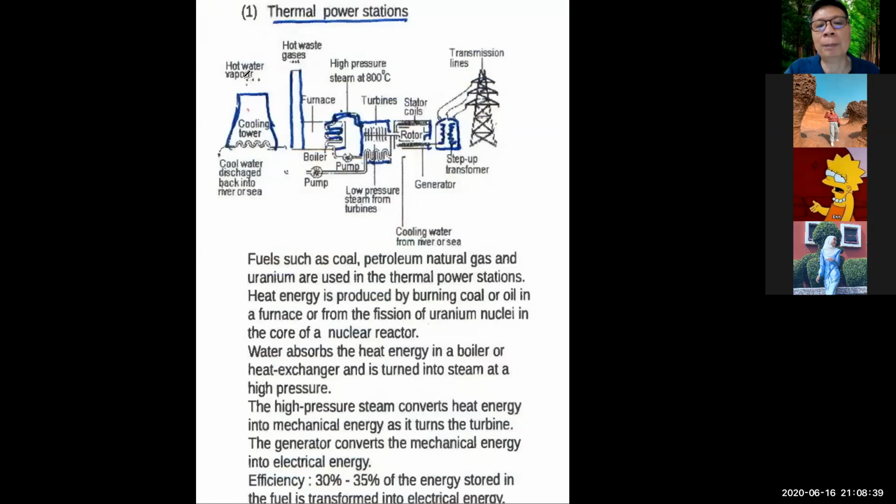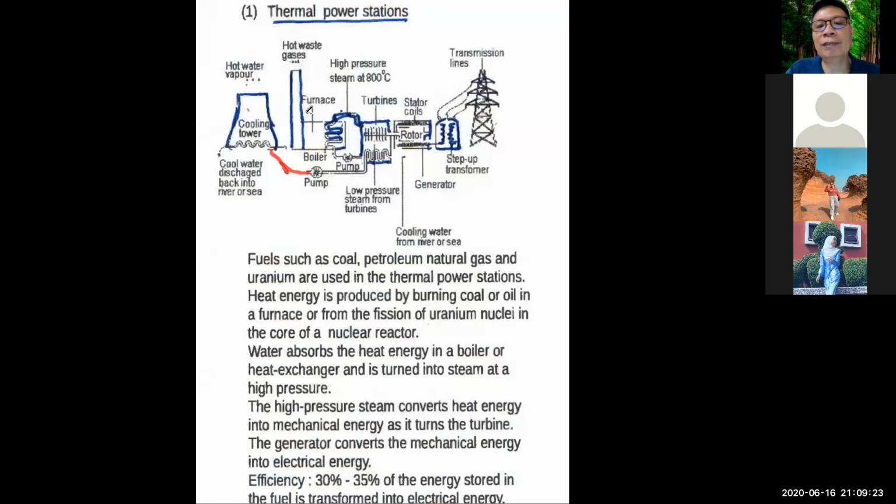This is hot water vapor. This is a hot waste gas. Okay. Actually, the diagram is not clear. It should be like this. The pipe is here, connected to here. Okay. This is a big container of water, right? So water is here. So this water will be pumped. You see, there's a pump, right? Pump the water here. Water goes in now, right?